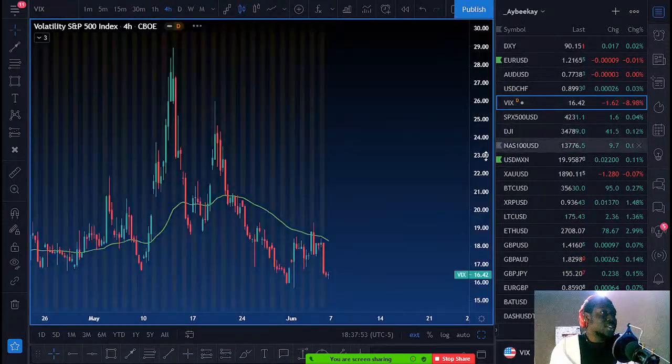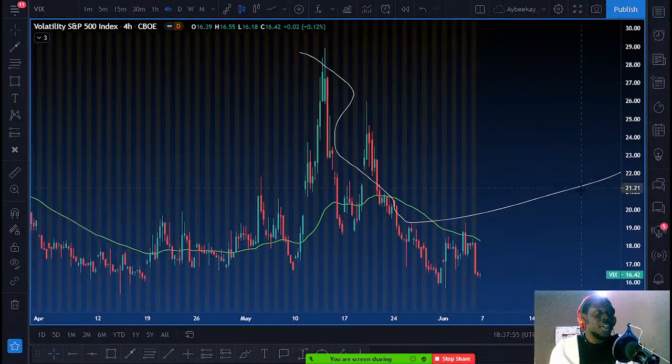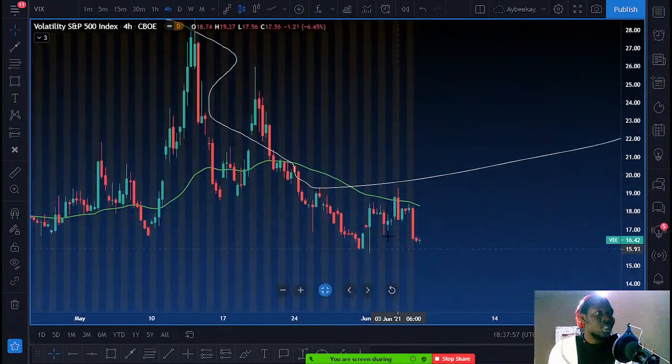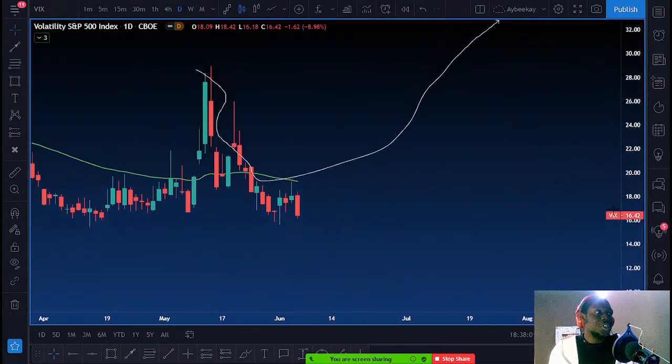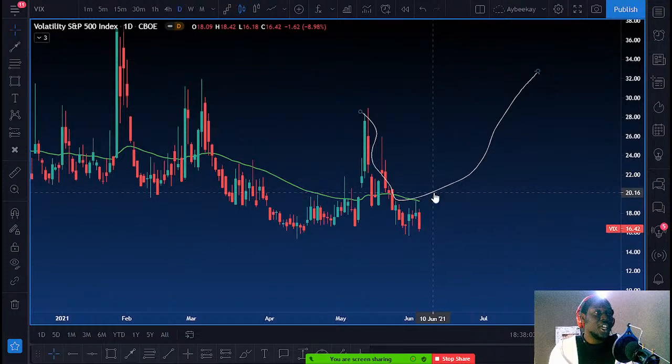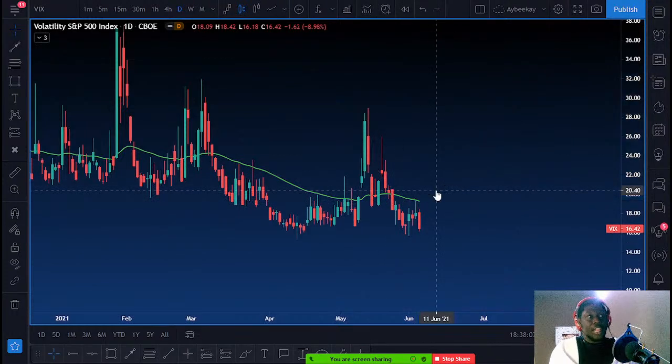All right, VIX. VIX has been going crazy. Let me look at the daily time frame. Oh yeah, this thing is just dropping. Like I had mentioned, if it drops below that zone, then it's just gonna keep going bearish. Yeah, that thing is out of here.